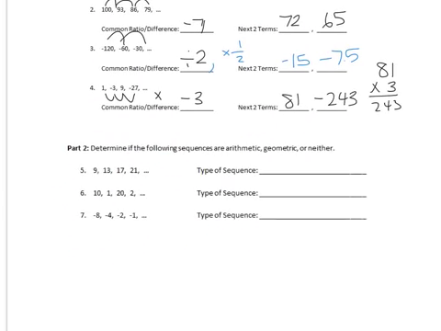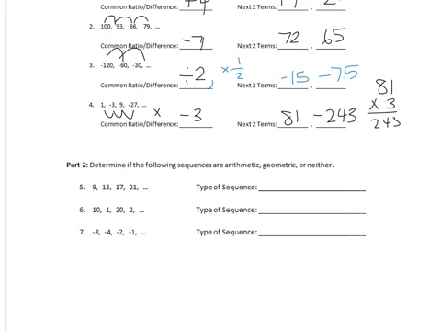In the next part, determine if the sequences are arithmetic, geometric, or neither. So first I'm going to check arithmetic right here. To see if it's arithmetic, I do 21 minus 17, 17 minus 13, 13 minus 9. And this number is 4, this is 4, this is 4. So all of these numbers are the same, so it's going to be arithmetic.